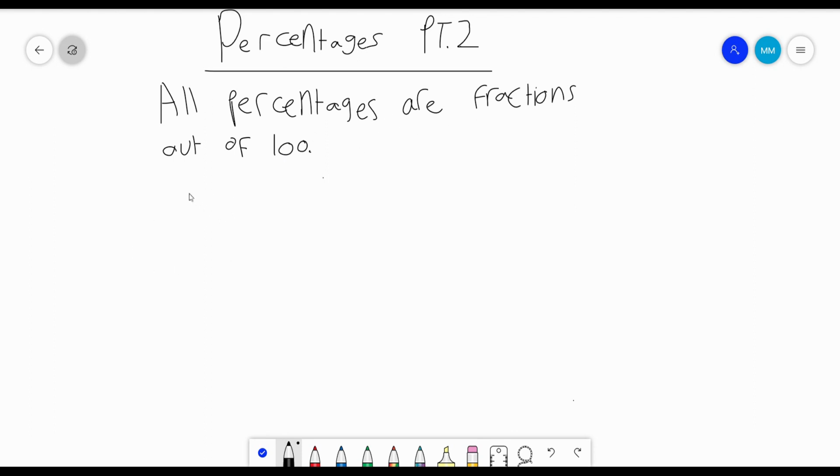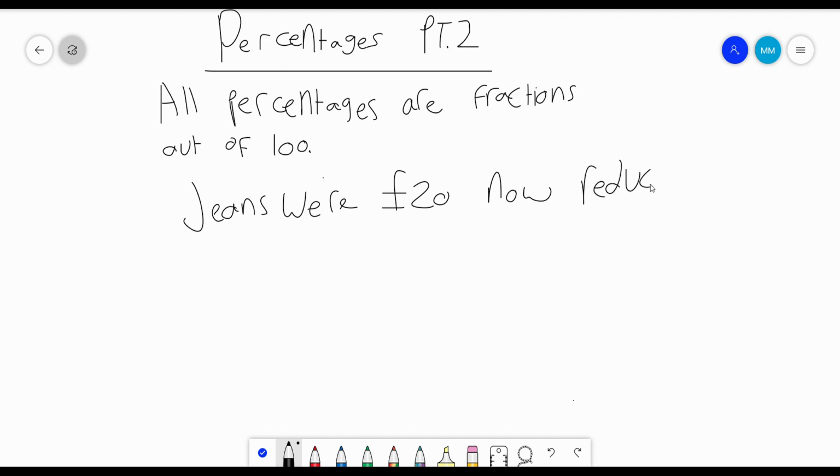So you could have, for example, a question like this. Jeans were £20, now reduced 20%. What is the new price?